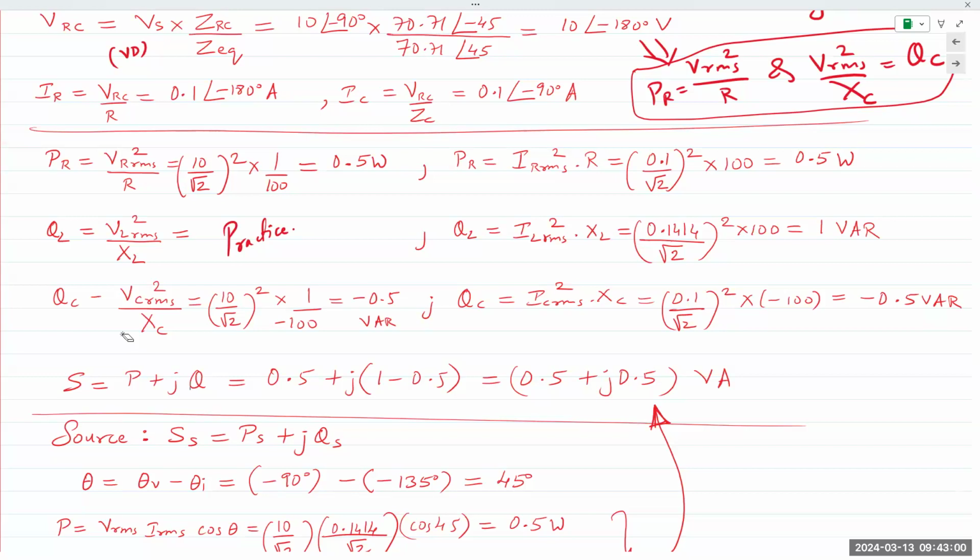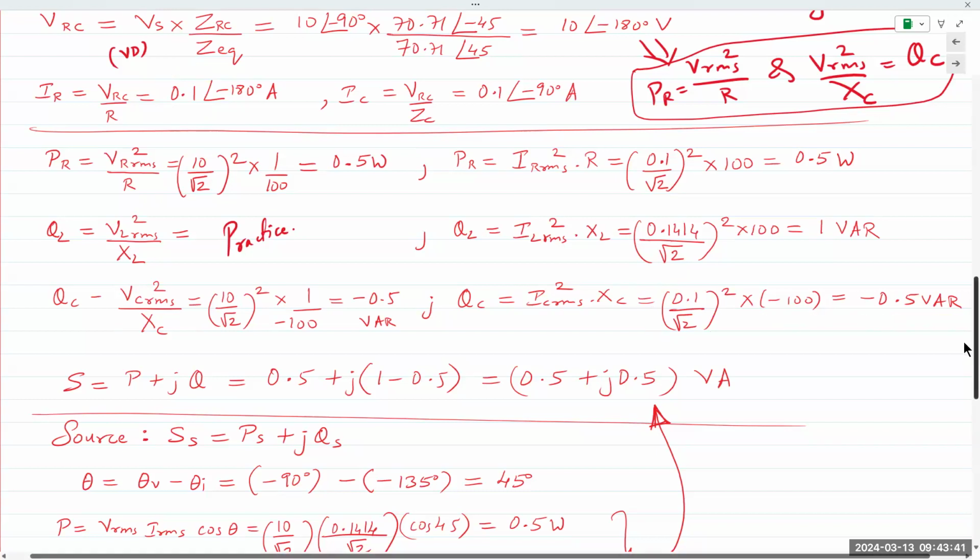So RMS value is the peak value divided by √2. So you had the time varying expression, 10 sine omega t, with a magnitude of 10. That magnitude is still the peak value. To find the RMS value, you divide by √2. Hence, 10 divided by √2. Same thing with the current. The current we found as 0.1. RMS value of that current is also 0.1 divided by √2. I squared times XC. XC is noted with the minus sign. We get minus 0.5 VAR.